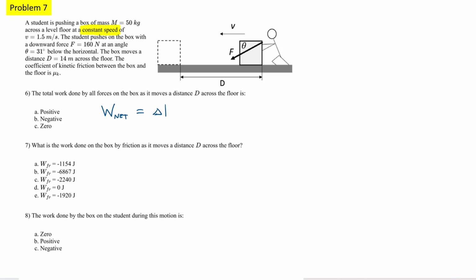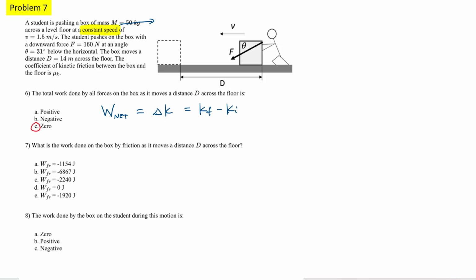So all you have to say is that the total work, or the net work, is the change of kinetic energy. But what is the change of kinetic energy if the speed is constant? That means you have K final minus K initial of the box, and those things are the exact same because the speed is constant. So that means we have to have 0 net work being done by all of the forces. All right, not bad. What about the next one?